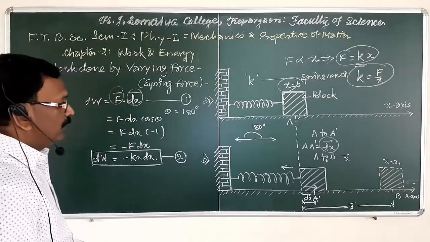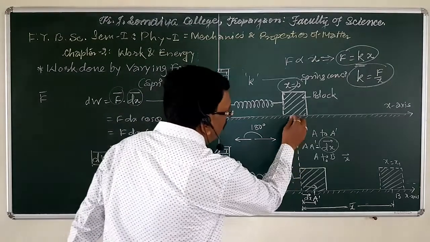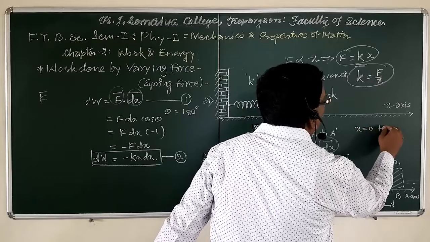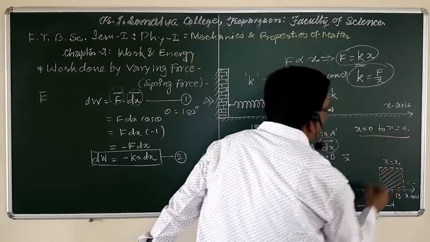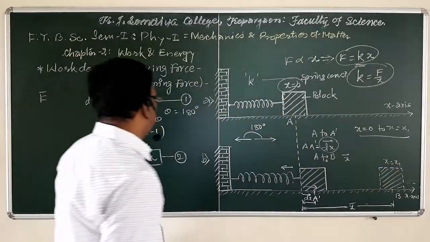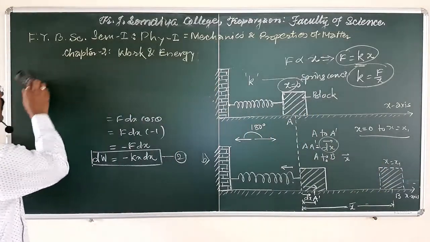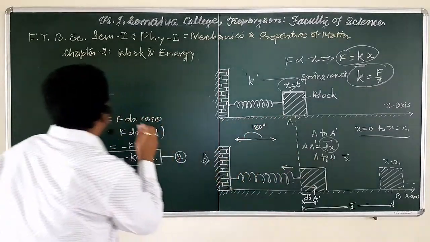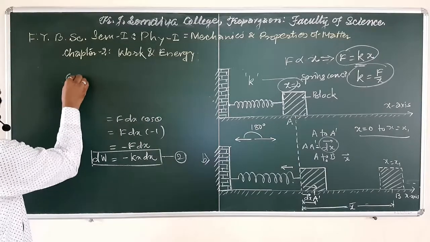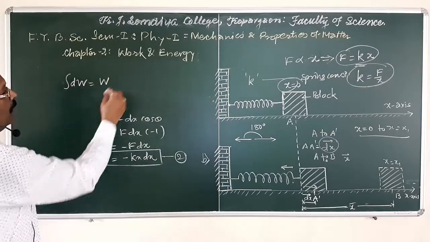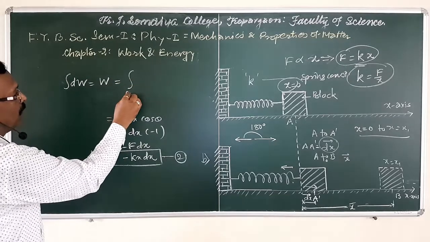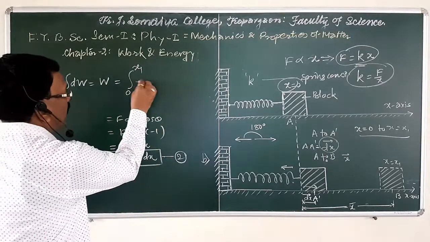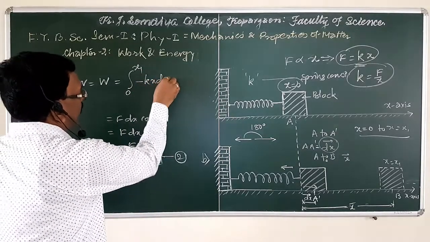Therefore the position when the block moves from point A to A prime is nothing but x is equal to 0 to x is equal to x1. This is the displacement from initial to final. And therefore the total work done in moving the block from position A to B is nothing but the integral of dW, that is W is equal to the integral from 0 to x1 of minus kx dx.